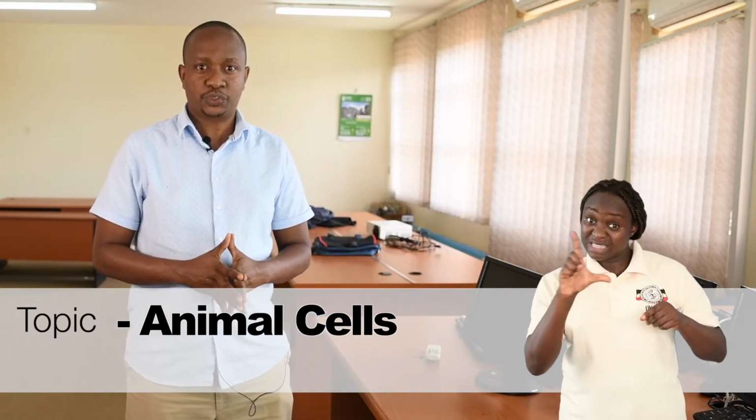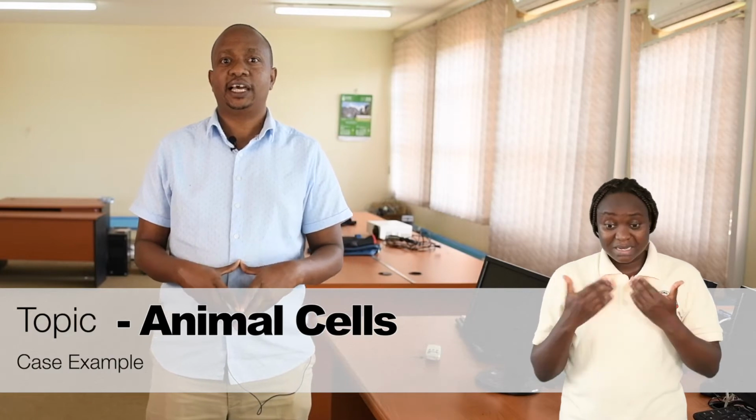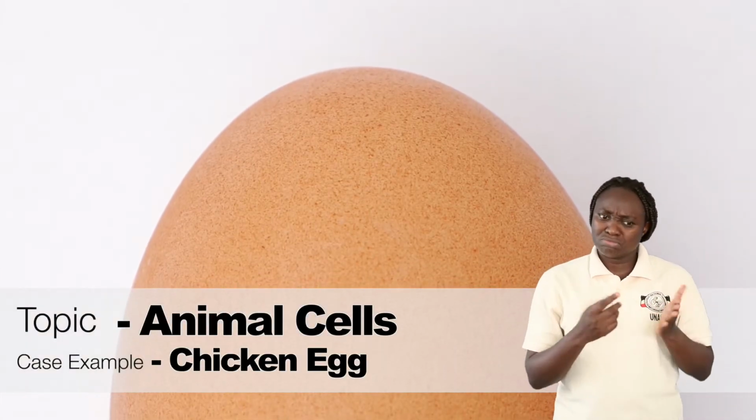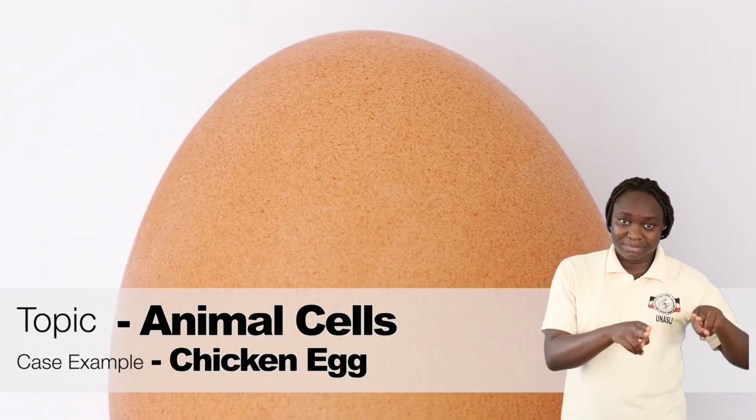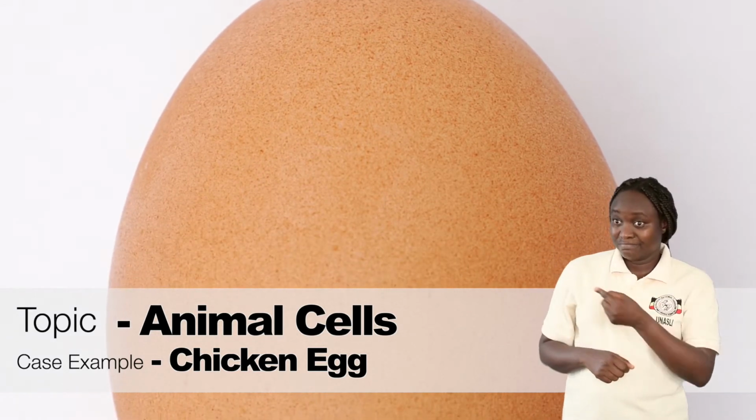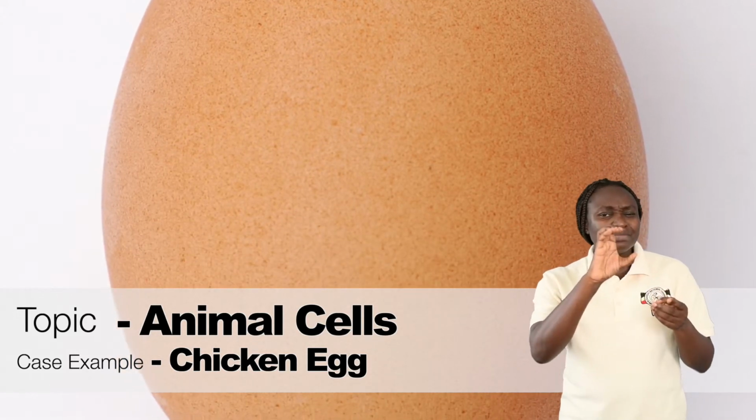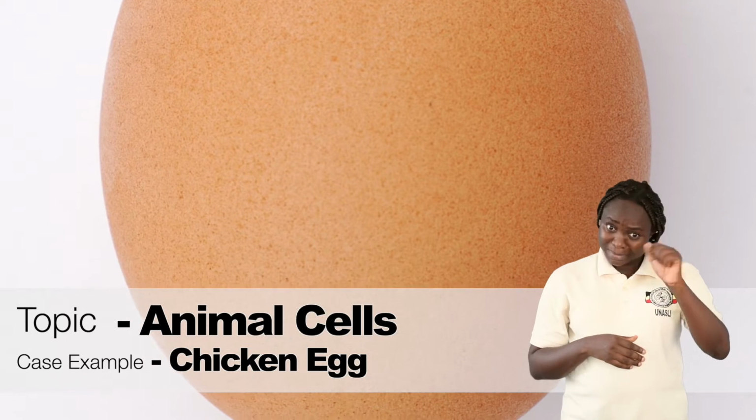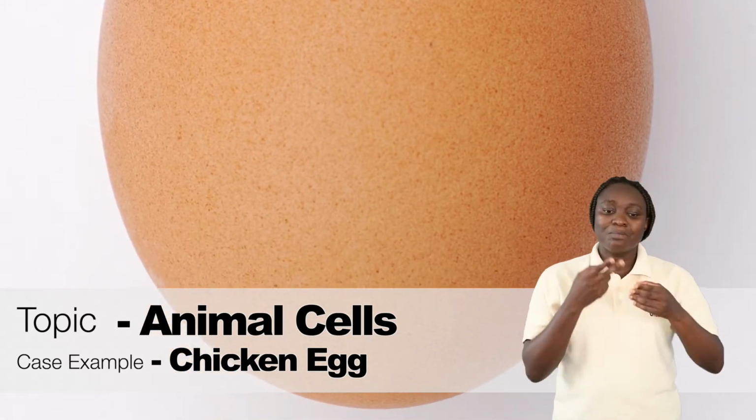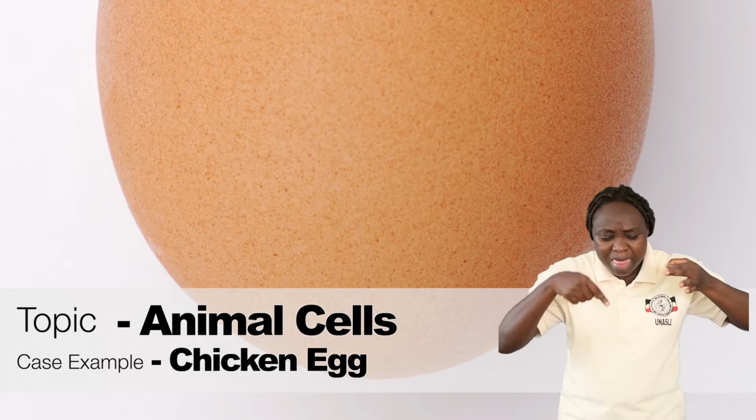Because we don't have a microscope, we are going to use a chicken egg. Did you know that a chicken egg is actually an animal cell? Yes, it is. We'll use the egg to help us find out the different parts of an animal cell. Today, we'll also look at the functions of the parts of the cell that we're going to look at. Okay, let's get right into it.